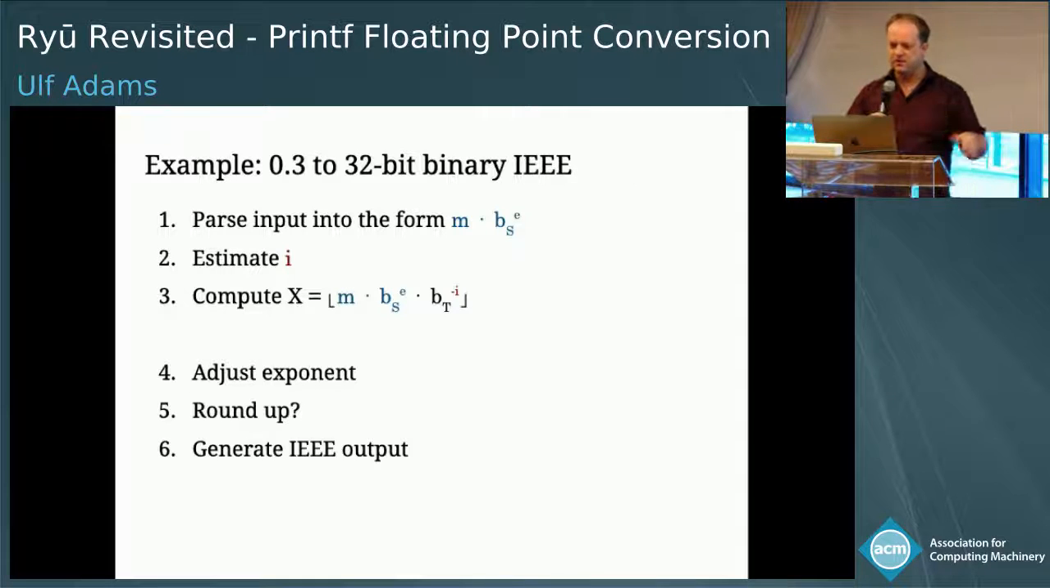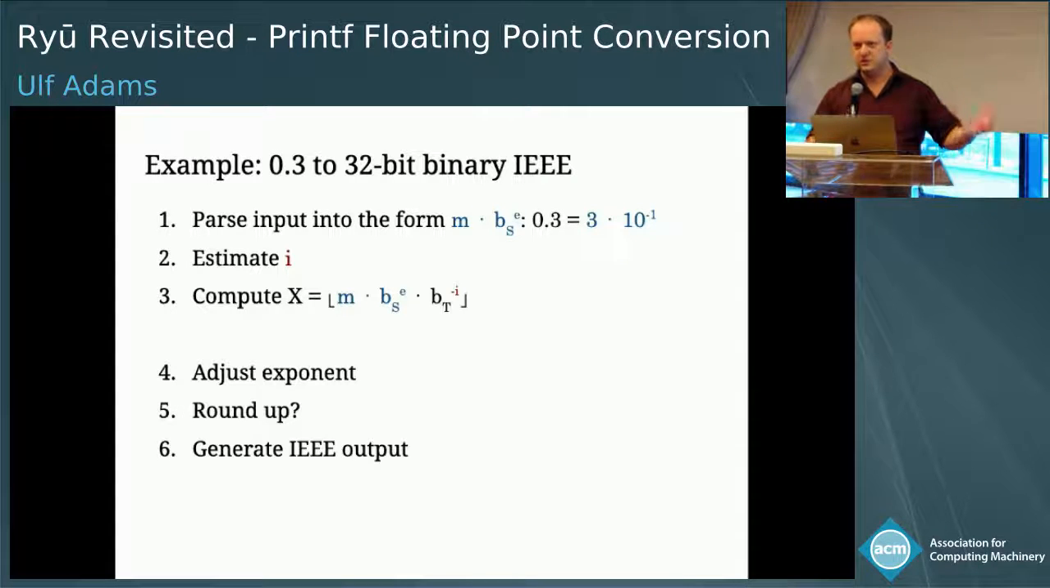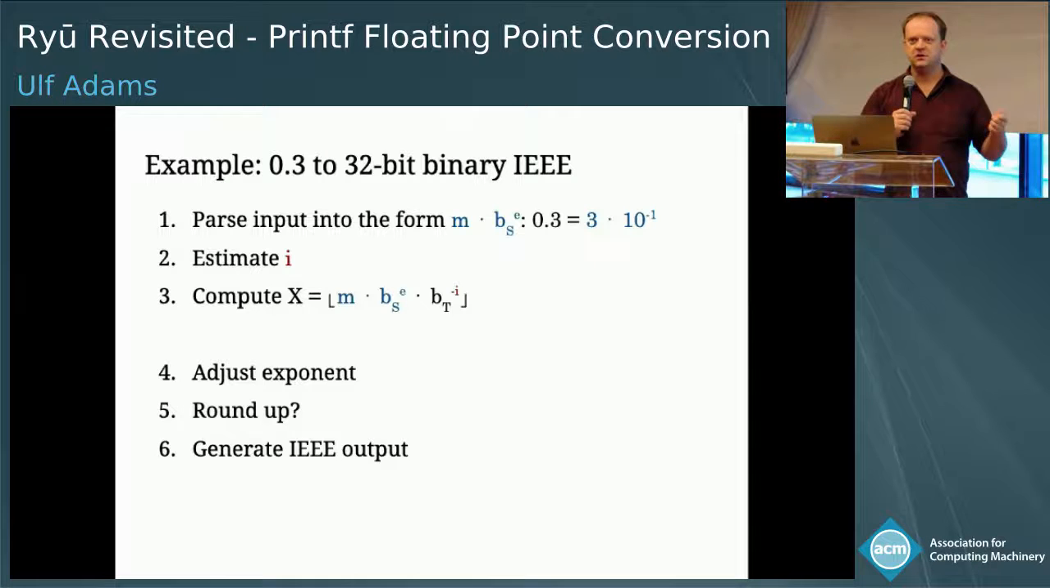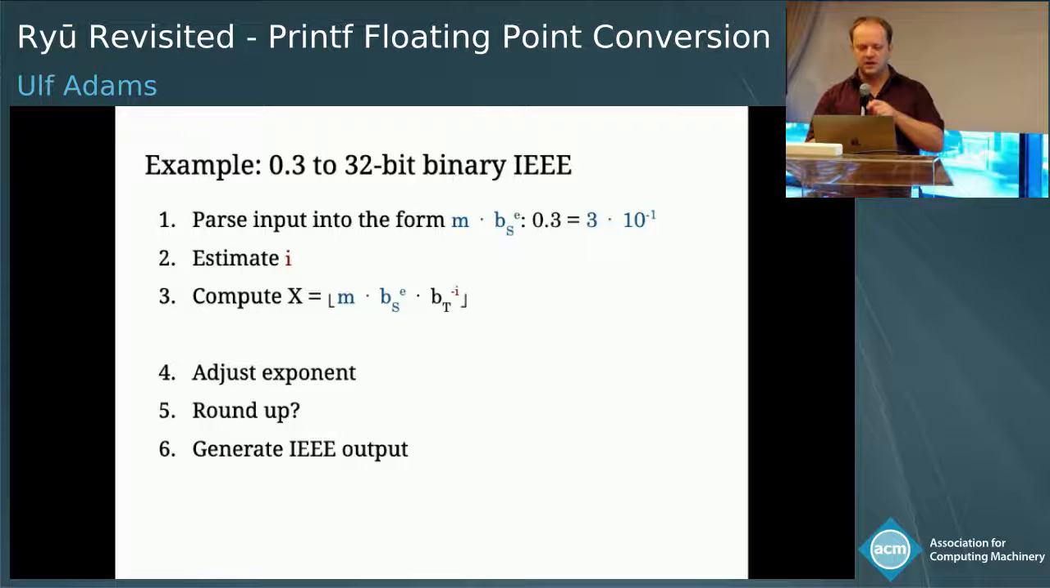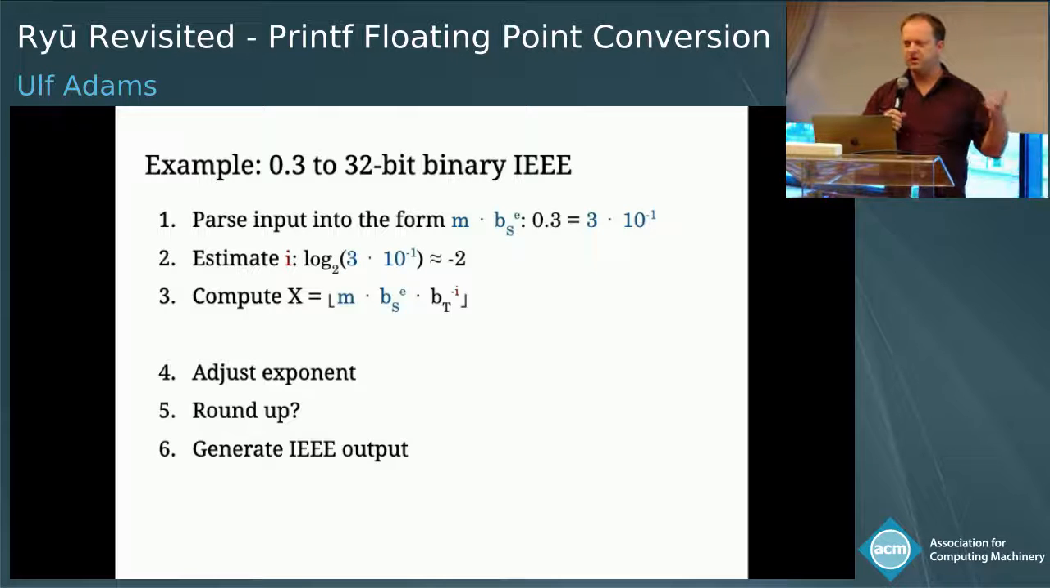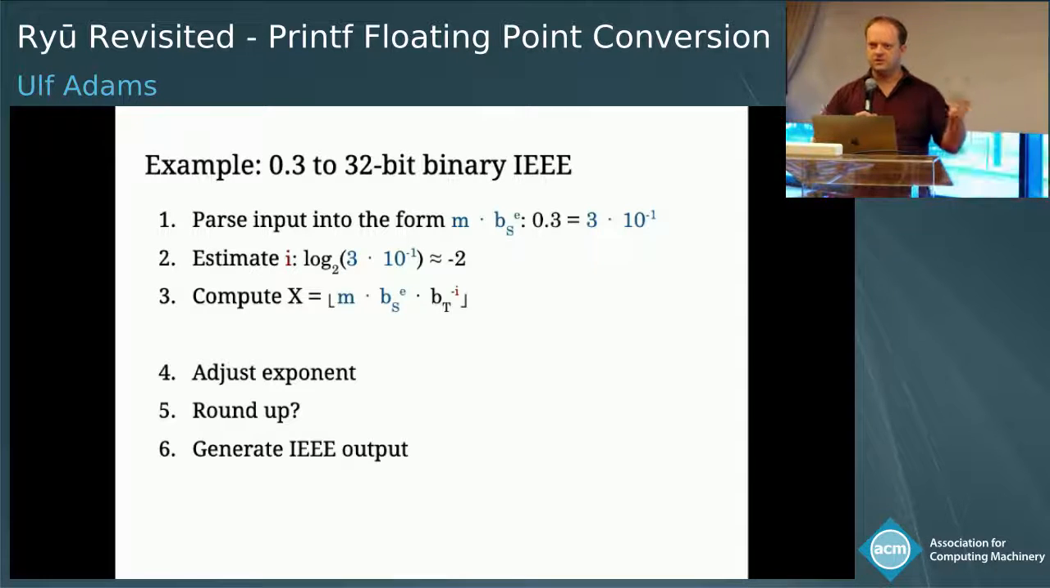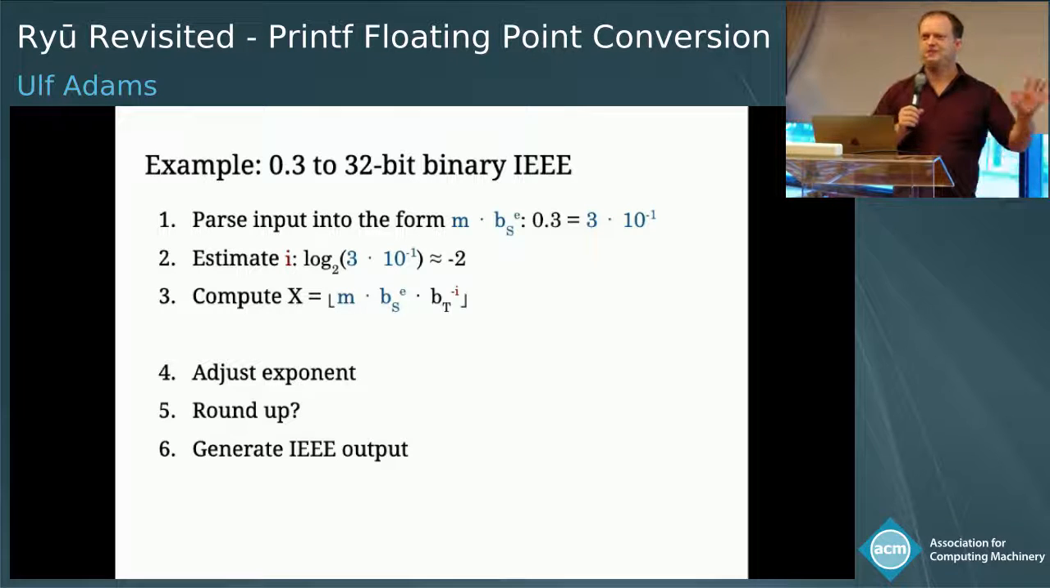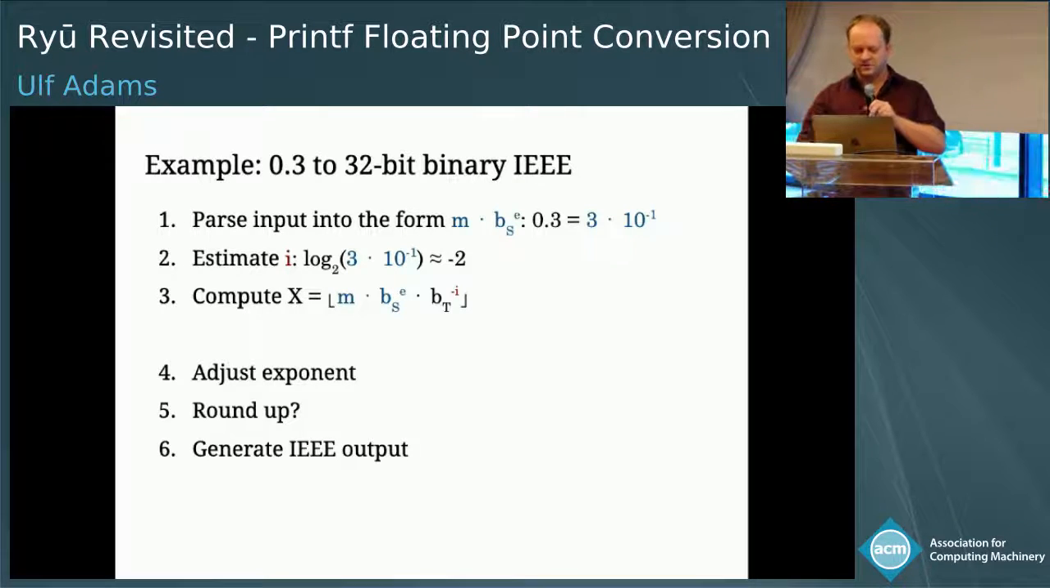Let's go through a really quick example. Let's take the number 0.3 in decimal and convert it to a 32-bit binary IEEE format number. Putting that into an integer form is really easy. This is 3 times 10 to the minus I. Now, how do we estimate I? The IEEE format has 24 bits of accuracy, but it's sort of scientific format. So we need to figure out where our first digit is. And the easy way to do that is to compute the binary logarithm of the number. Now, as I said, we don't have to be exact. We just need to guess in the right ballpark. If we're off by a couple, that doesn't matter.